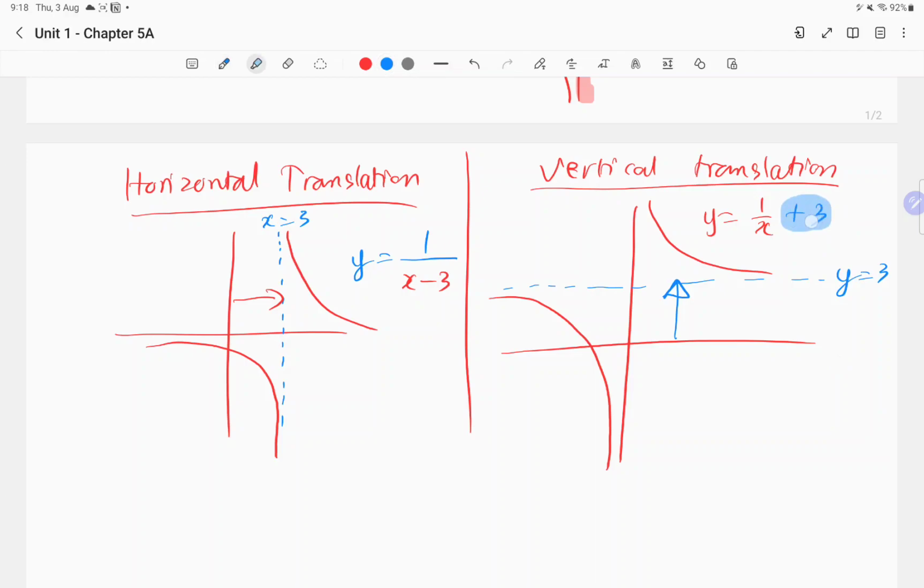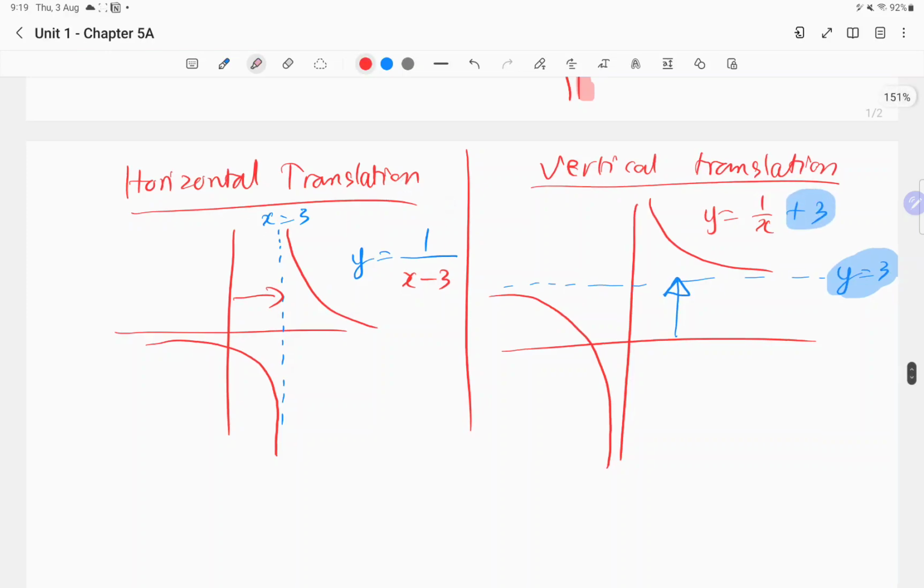You see how when we're translating it up, the vertical translation, you're adding the translation amount, which is 3, to the entire function, right? Because the original function, I'll write it here, is y equals 1 over x. If you add the 3 to the entire function, you're shifting it in the y direction. If you shift it up, then you add those values. If you shift it down, then you minus.